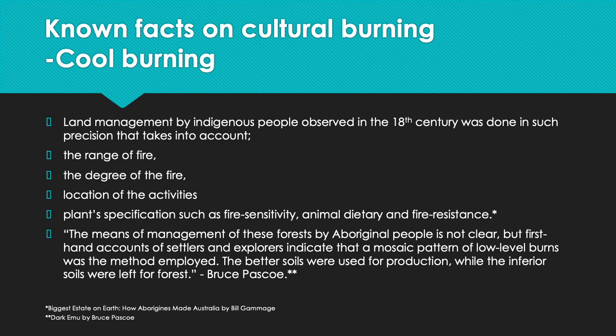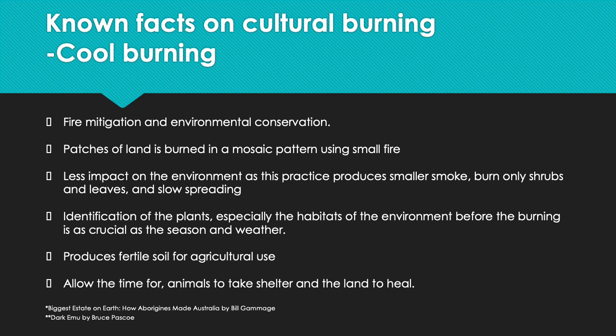Land management by indigenous people observed in the 18th century was done in such precision that it takes into account the range of fire, the degree of it, the location of the activities, and plant specifications such as fire sensitivity, animal diet, and fire resistance. Cool burning is not done just for fire mitigation, it is also done to conserve the environment. Patches of land are burned in a mosaic pattern using small fire. This is done to lessen the impact on the environment, as this practice produces less smoke and burns only shrubs and leaves, which causes the fire to be slow spreading. Identification of the plants, especially the habitats of the environment before the burning, is as crucial as the season and the weather. This practice produces fertile soil for agricultural use after the burning. The fire has to be small and slow spreading, for this allows the time for animals to take shelter and for the land to heal.